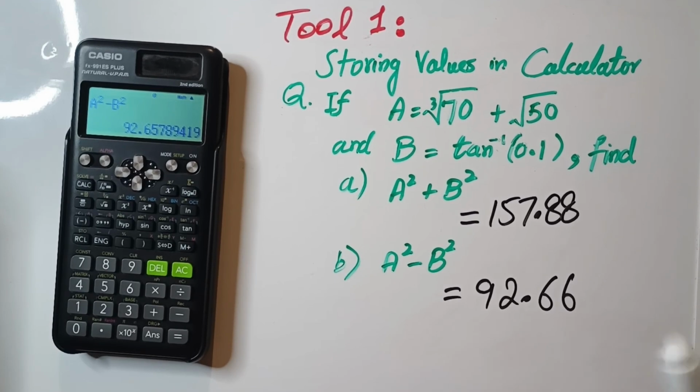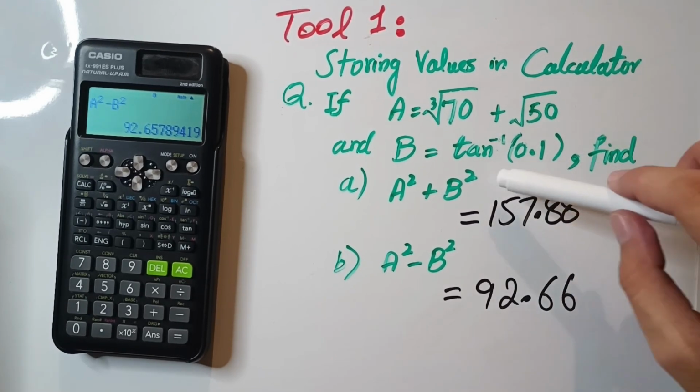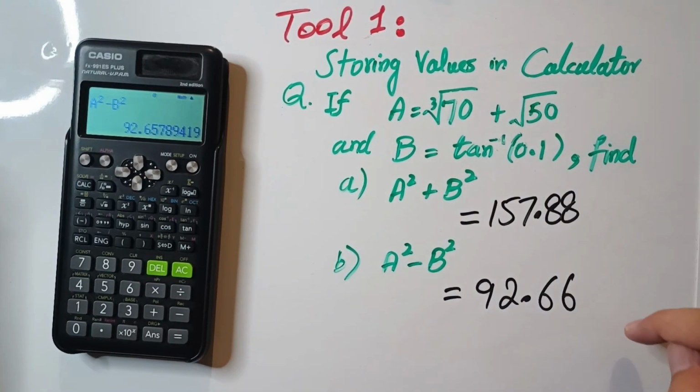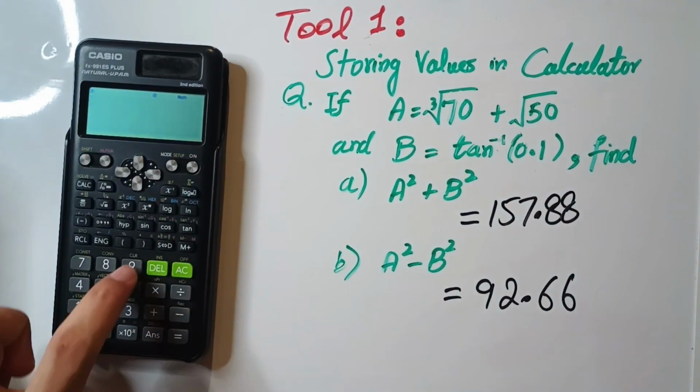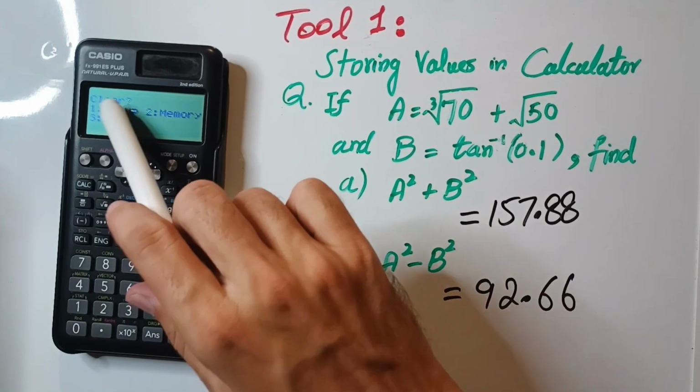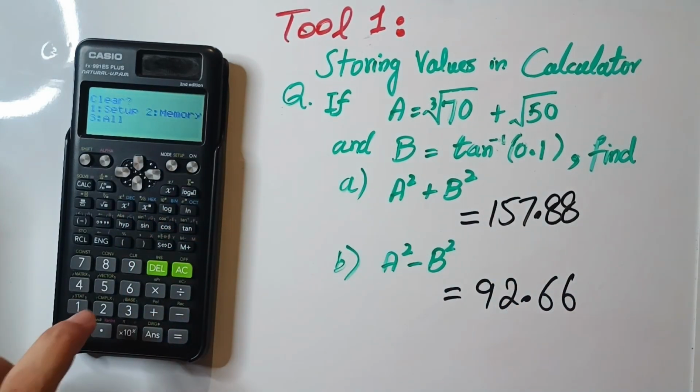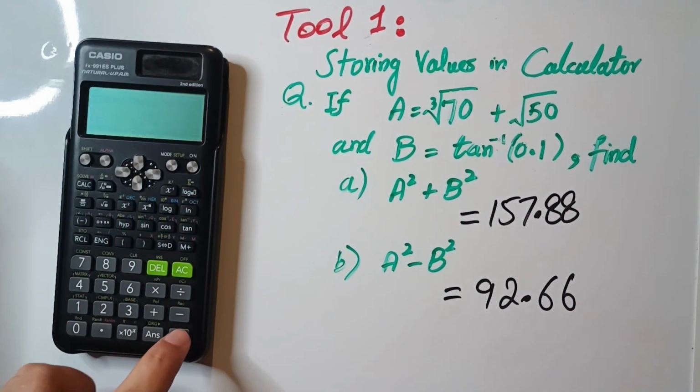So this was the procedure to store the values and then use these values for further calculation. And in order to clear the memory, press shift 9. It says clear setup for 1 and 2 for memory. I want to clear memory, press 2, then press equal to, and we have cleared the memory.